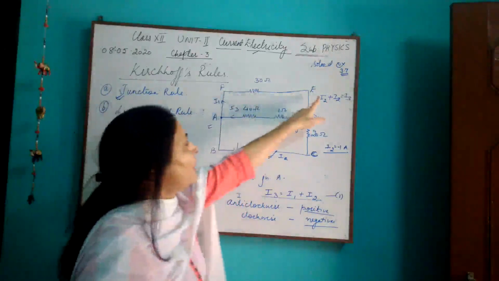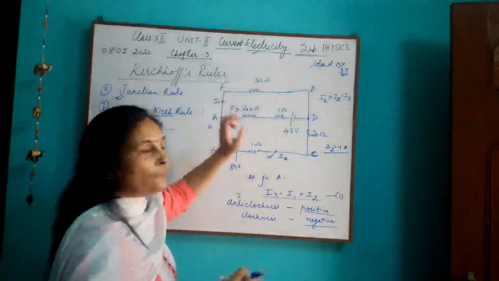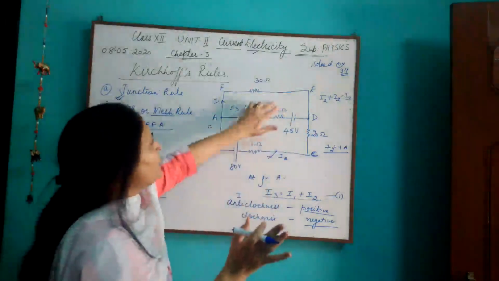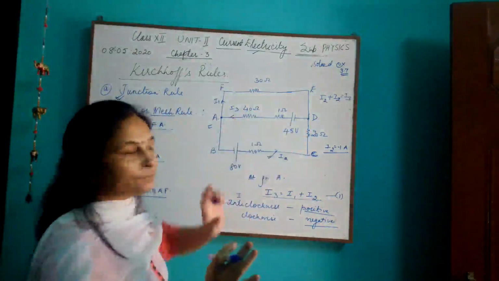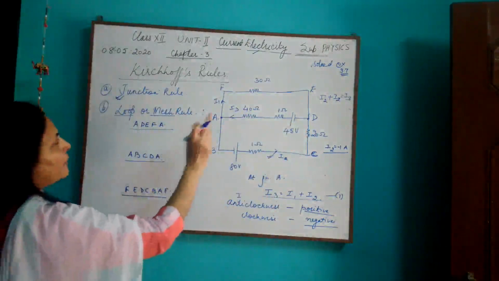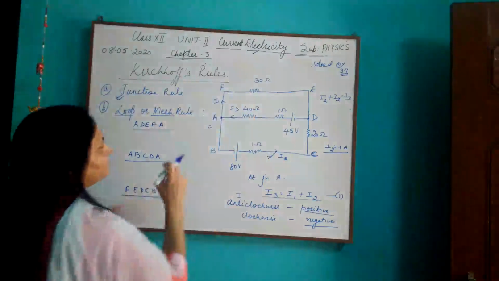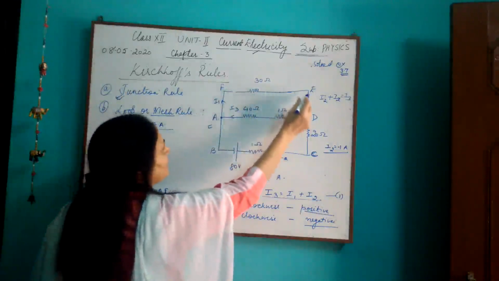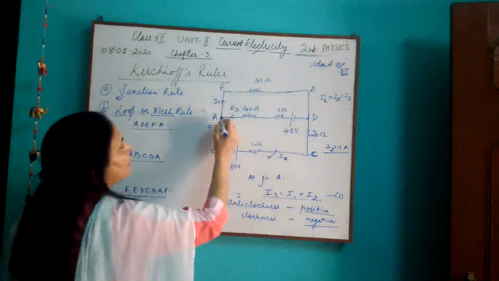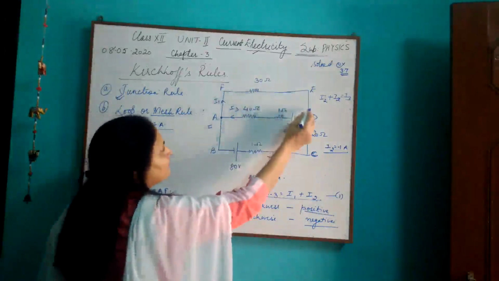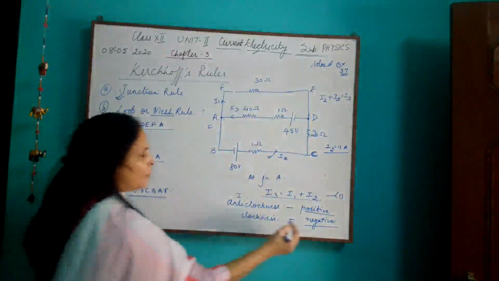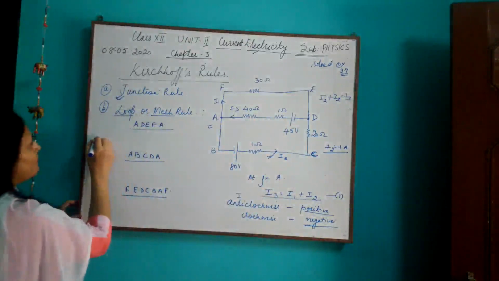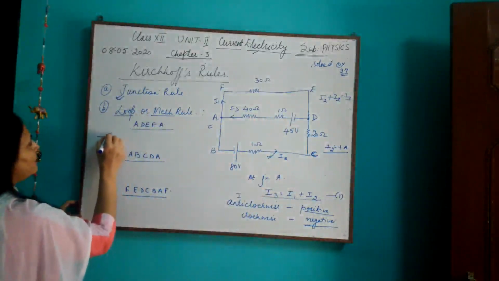Once I am talking about this mesh, forget about this part. We'll consider only this. We are not concerned with this. So we'll start writing from one place. See, I'll start writing from here. What is this direction? This is a clockwise direction. Clockwise is negative. So minus I1.